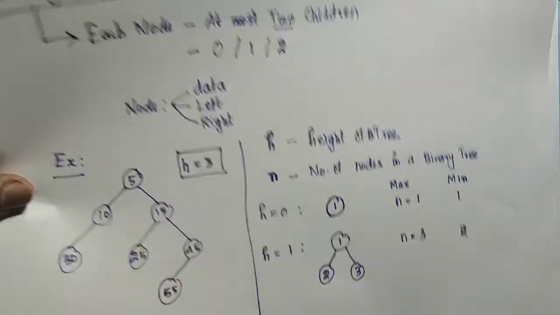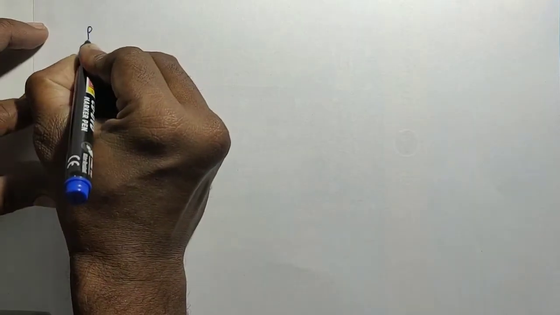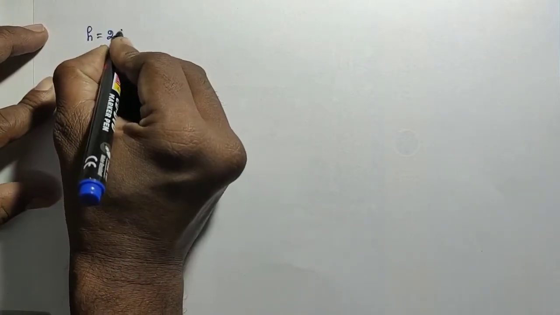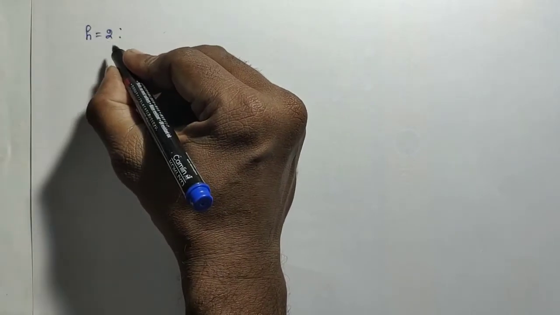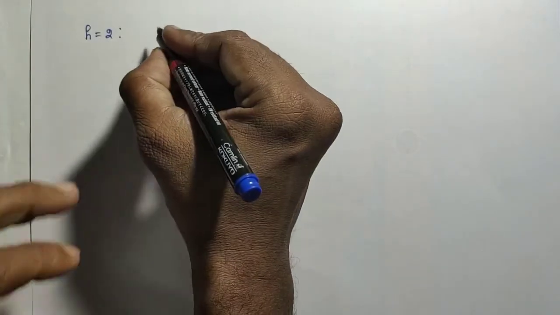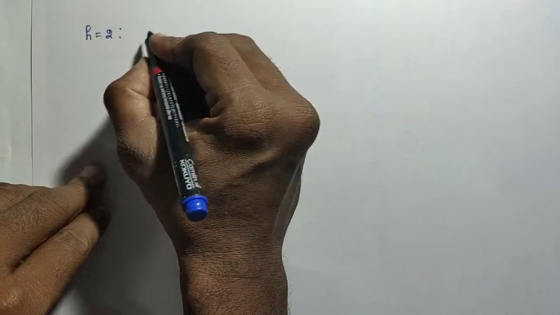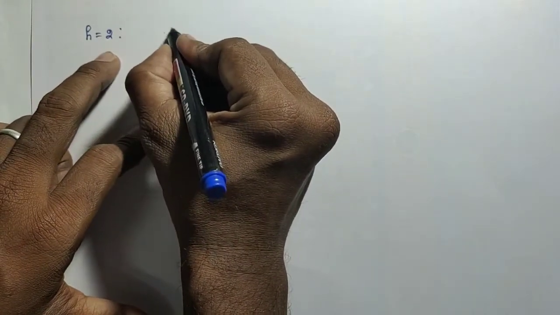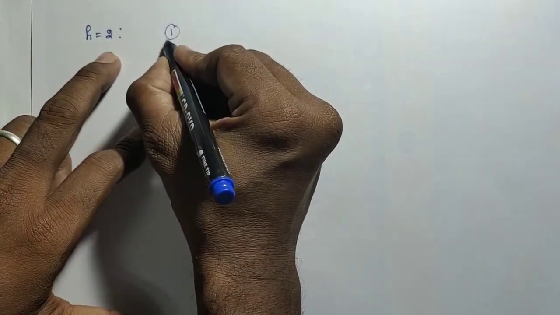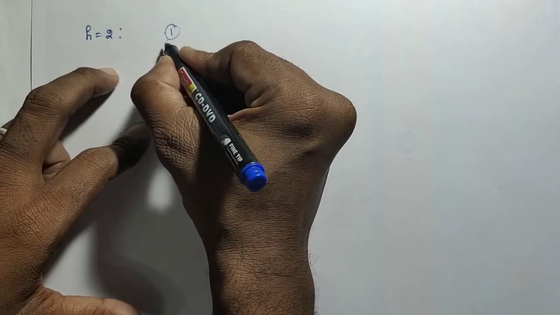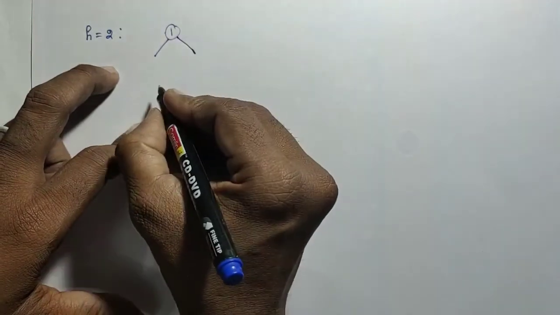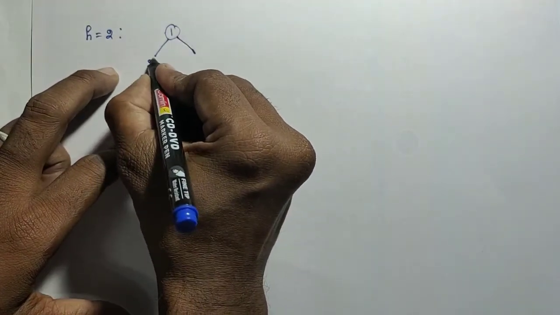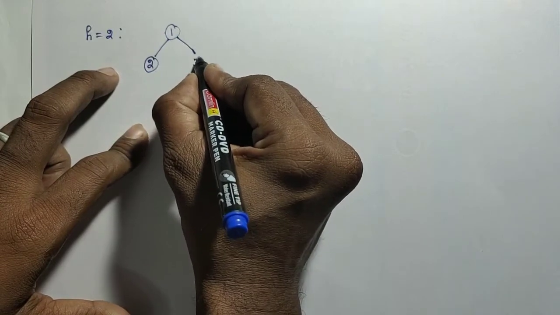Similarly, you go for h equal to 2. h equal to 2 means height 2. So the level numbers are 0, 1 and then 2. In the 0th level here I can add one node. So height is 0. So increase the height means increase the level. In the next level, I can add the maximum 2 nodes, so that is 2 and then 3 maximum.